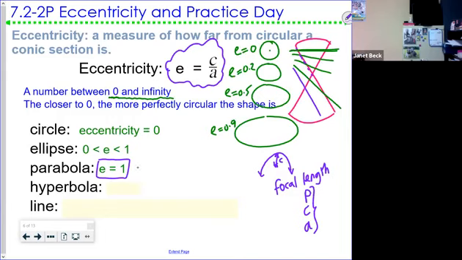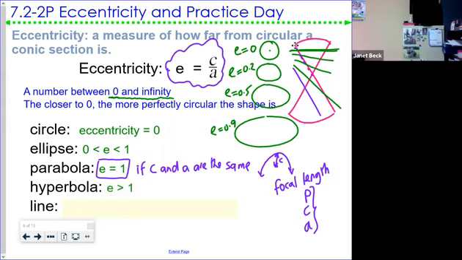So if C and A are the same, which is the case in every single parabola, they're the focal length, you're always going to have a number divided by itself. For a parabola, the eccentricity is always 1, and you never have to do any work. Look out for those questions on a quiz or a test. They're a gift.